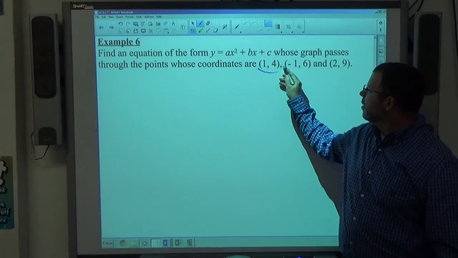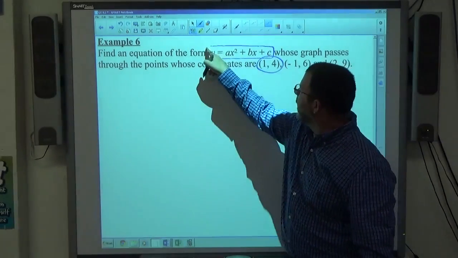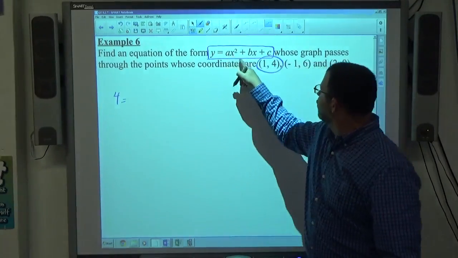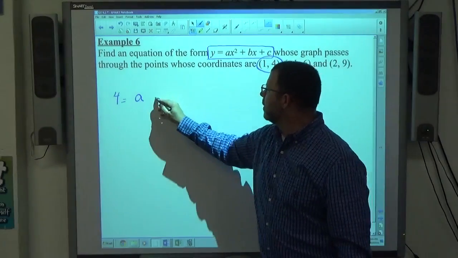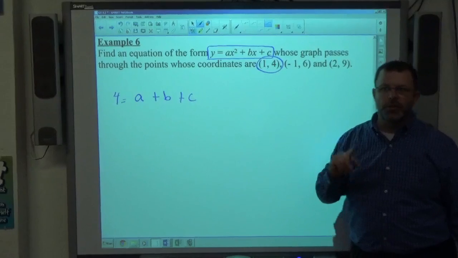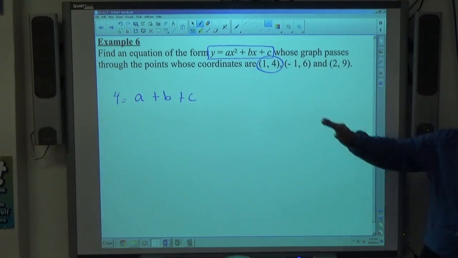If x, y is 1, 4, that means if I use this specific structure right here, y is changing to a 4, x is changing to a 1. So 1 times a plus 1 times b plus c. So the ordered pair 1, 4 creates the equation a plus b plus c equals 4 based on this structure.